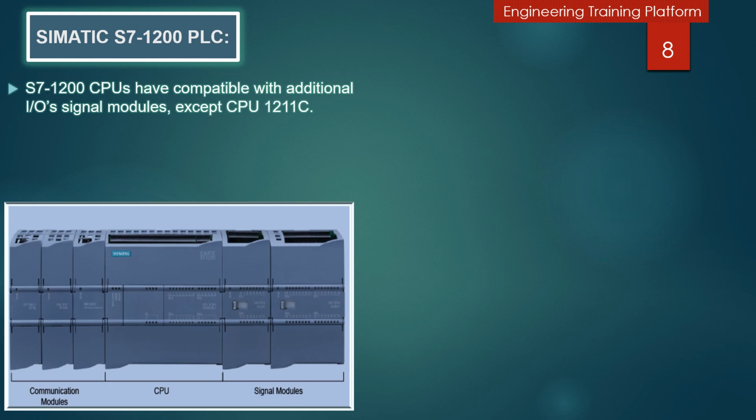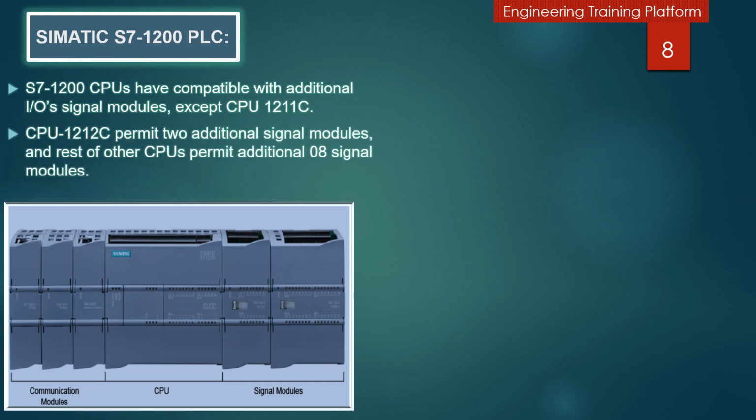When additional IOs are required beyond what is available on board, and with the addition of a signal board, S7-1200 CPU, except CPU 1211C, allow signal modules to be mounted to the right. All CPU can be equipped with up to 3 communication modules mounted to the left of the CPU. CPU 1212C permit 2 additional signal modules, and the rest of the other CPU permit additional 8 signal modules.